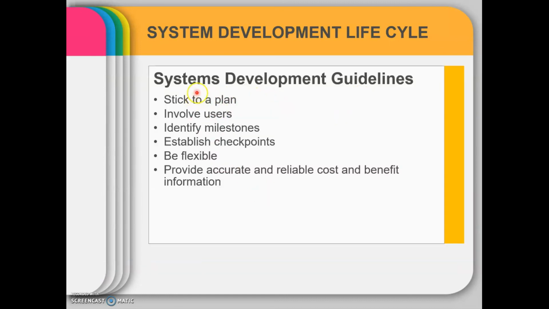For the system development guidelines, you need to stick to a plan. You must involve the users. You need to identify milestones, meaning that you need to implement a Gantt chart based on your methods. You need to establish checkpoints, be flexible, and lastly, provide accurate and reliable cost and benefit information to the end users.